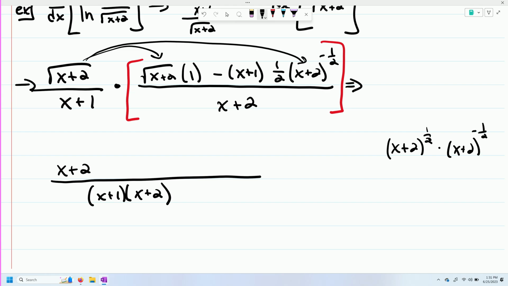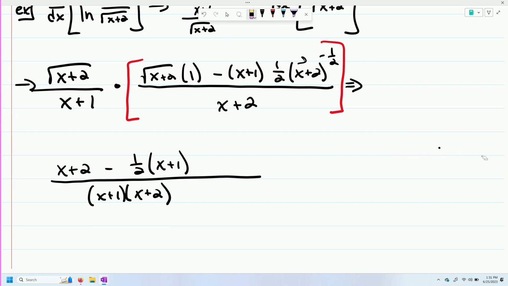Now remember, order doesn't matter when you multiply. That's a commutative property, okay? So I can take the square root of x plus 2 and multiply it by, I'm sorry, multiply it by the quantity x plus 2 to the negative 1/2 power. So 1/2 plus negative 1/2 is 0. So this whole thing just goes to 1. So I'm left over with minus 1/2 times x plus 1. All right?